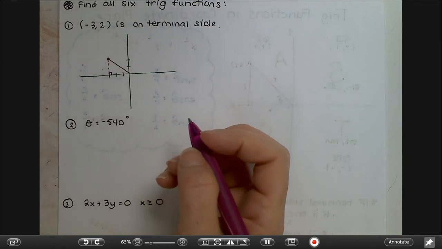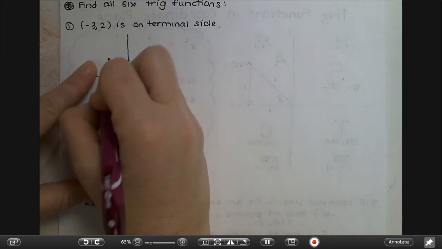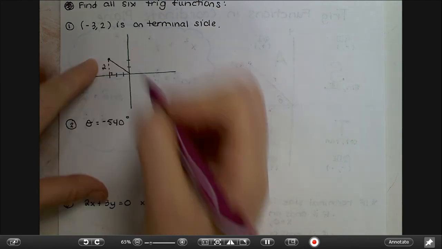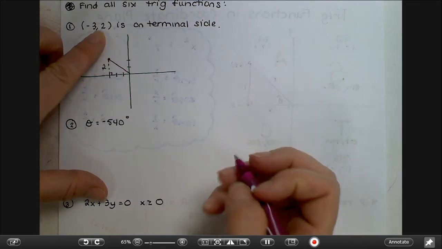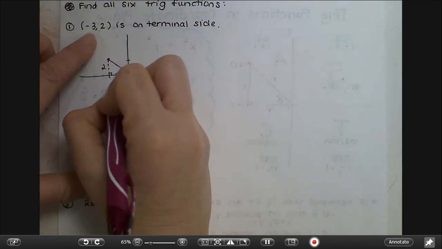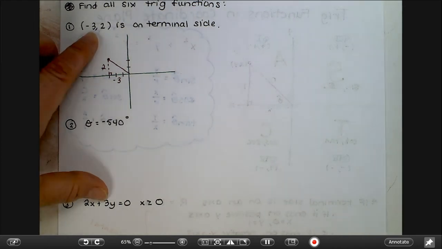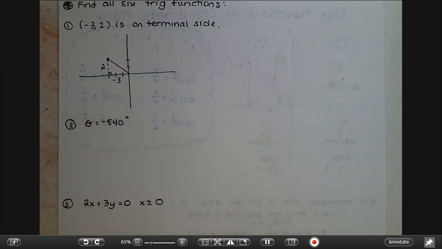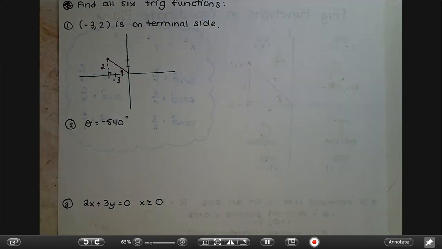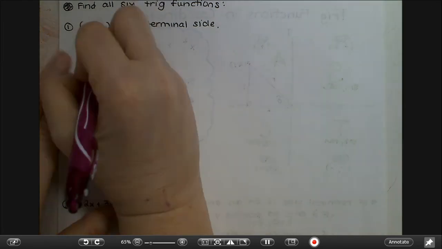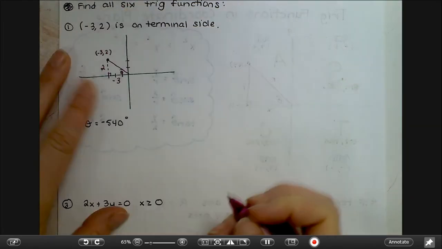And now here's the cool part. We already know what y is. We know that y is going to be 2 because they told us that. But it also makes sense because it's 2 spaces high. We know that x is going to be negative 3. And I do want to point out that in this case, that negative 3 doesn't mean it's a negative distance. It's a directional distance. So it's 3 spaces in a negative direction. And this is going to be our reference angle, theta hat. What we want to know are all 6 trig functions based on just this information.